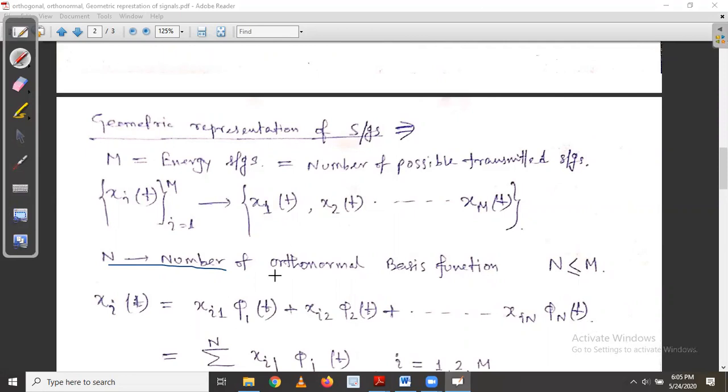And before that, we have discussed what is orthonormal, what is orthogonal. That is, what are the conditions of orthonormal and orthogonal basis functions, that we have discussed already. So today we will not go into that portion, orthogonal, orthonormal conditions.